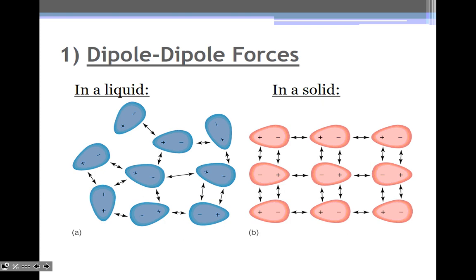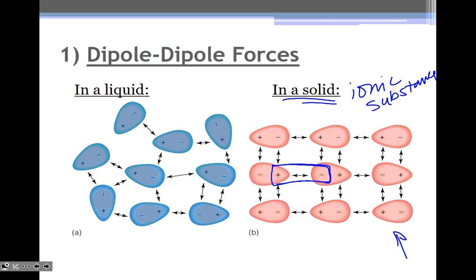Okay, moving on. In a liquid and in a solid, dipole-dipole forces. In a solid, like all ionic substances, all ionic substances are solid at room temperature, and they all form these cool things called crystal lattices. And what happens here is there's an attraction between the positive and negative. In liquids, the attraction isn't as strong because they're constantly moving, right? So it's still an attraction between the positive and negative, it's just not as strong.